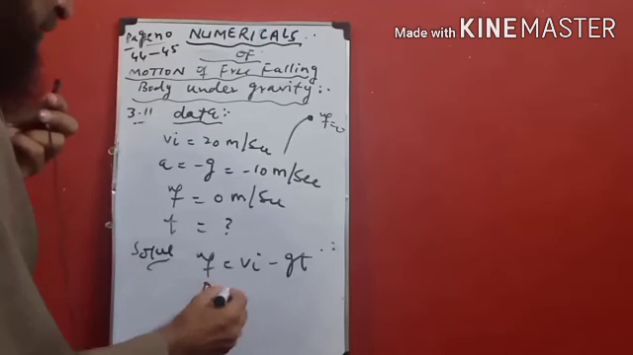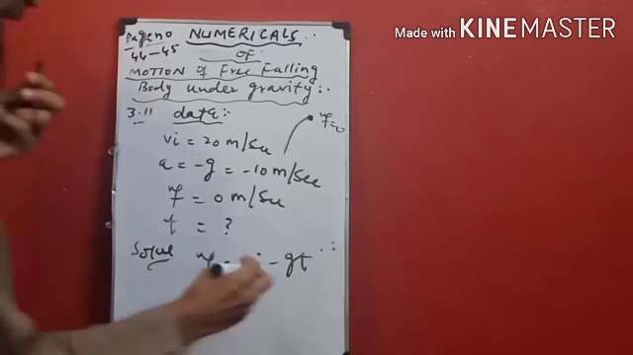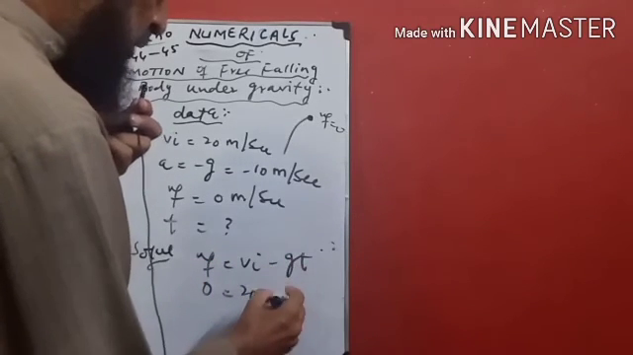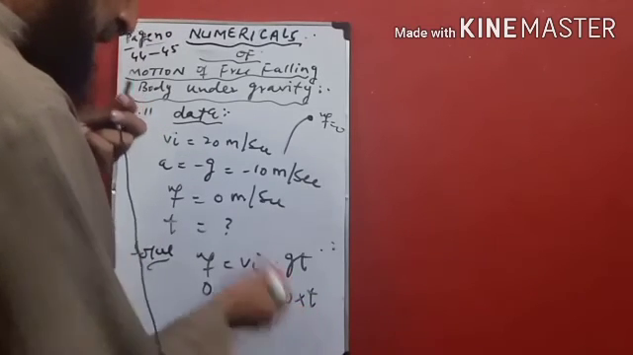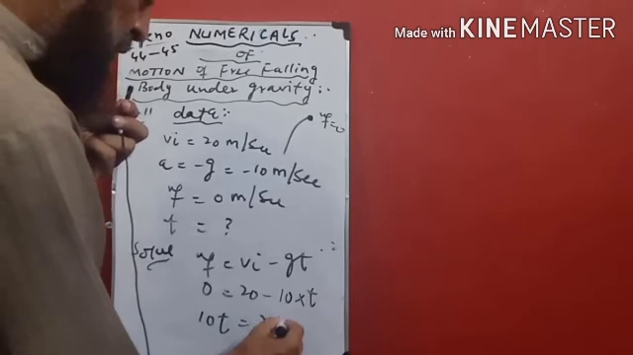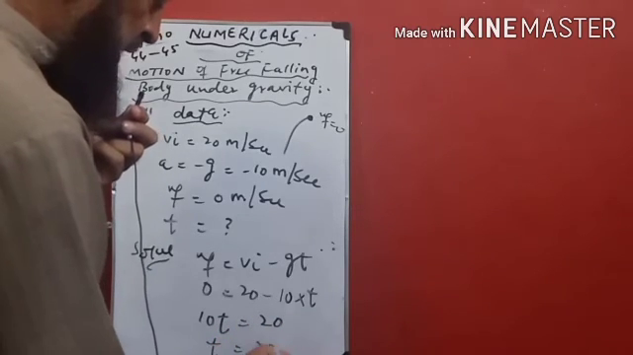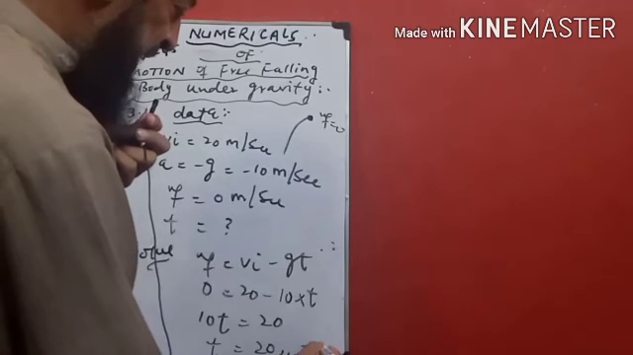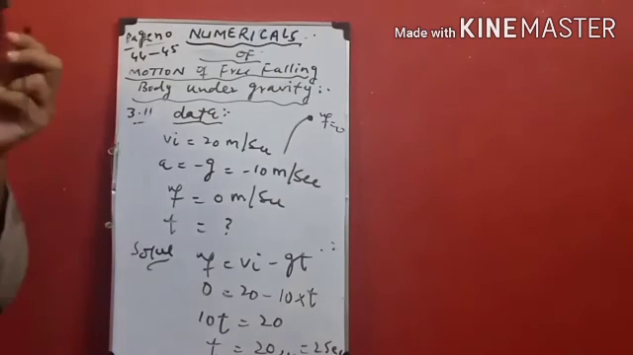Vf is equal to 0. The value of Vi is equal to 20 minus the value of g, we put 10, and time. Now 10t goes to the other side, it comes as positive. 10t is equal to 20, and time is equal to 20 divided by 10, which comes as 2 seconds. So the ball reaches the maximum height in 2 seconds.